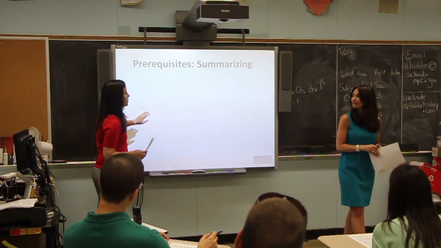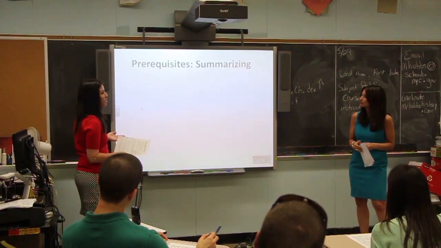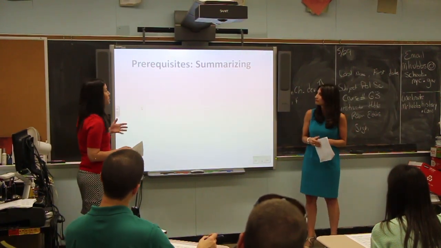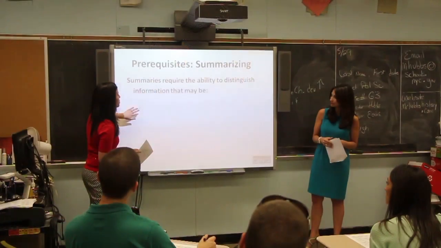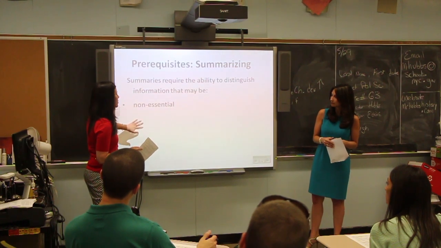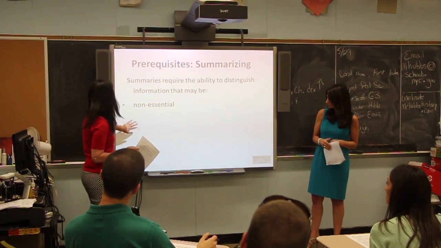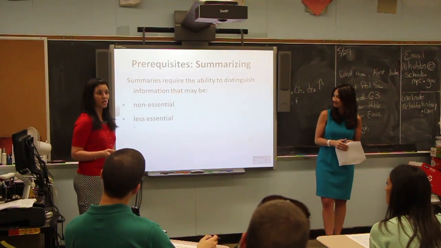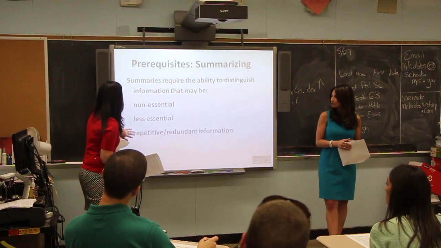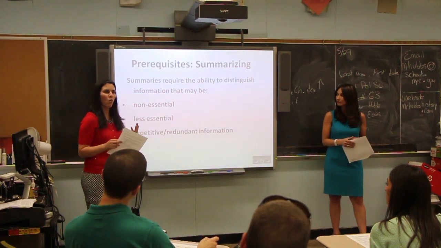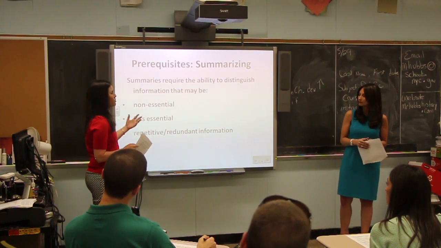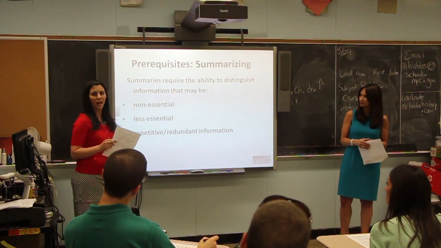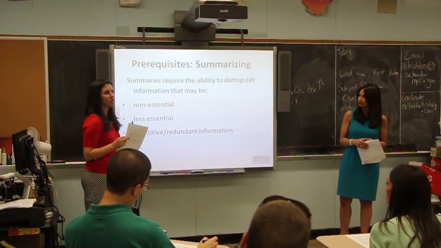Okay, so like Dina said, oftentimes we'll have students summarize and they don't really know what that means to do. And there are certain prerequisite skills that they have to have in order to be able to summarize. One of those skills would be the ability to distinguish the difference between non-essential and less essential text, and also to determine what text is redundant, what is repetitive information, because as we get to the Common Core, they're going to be reading much larger text.